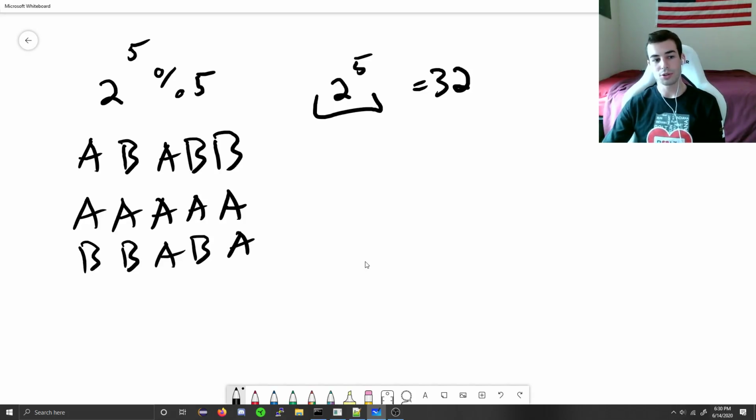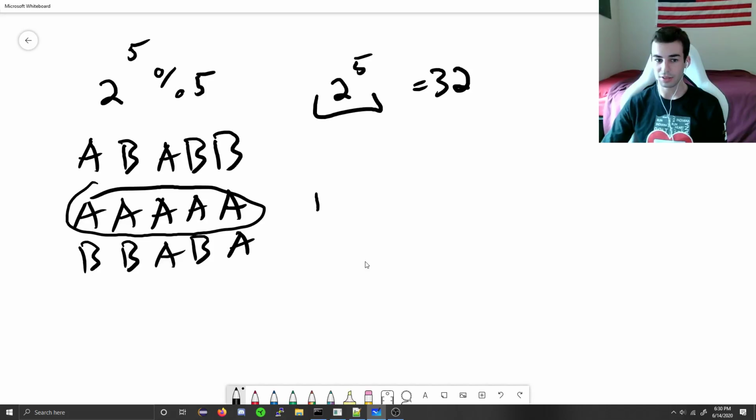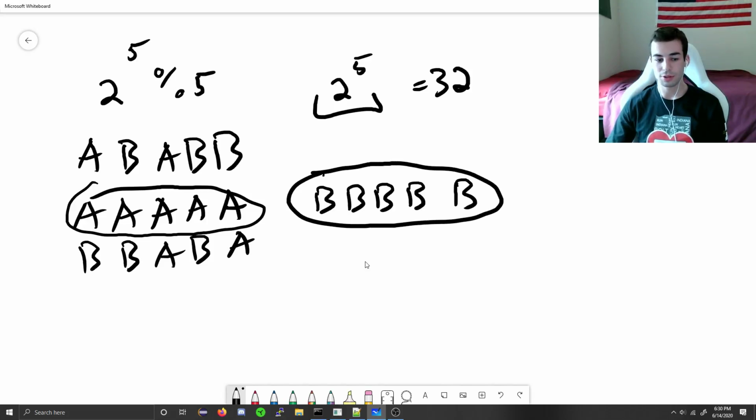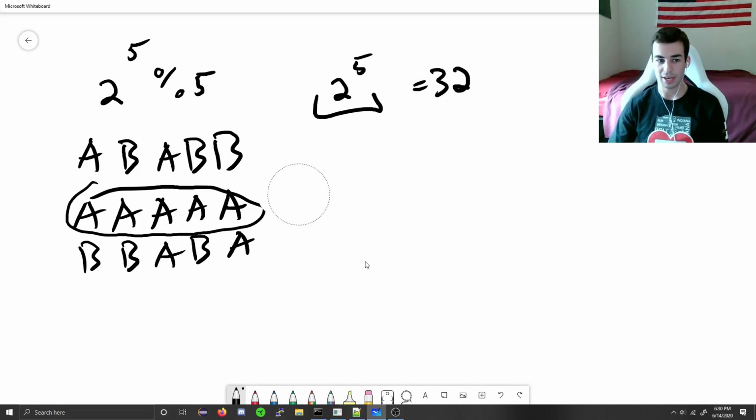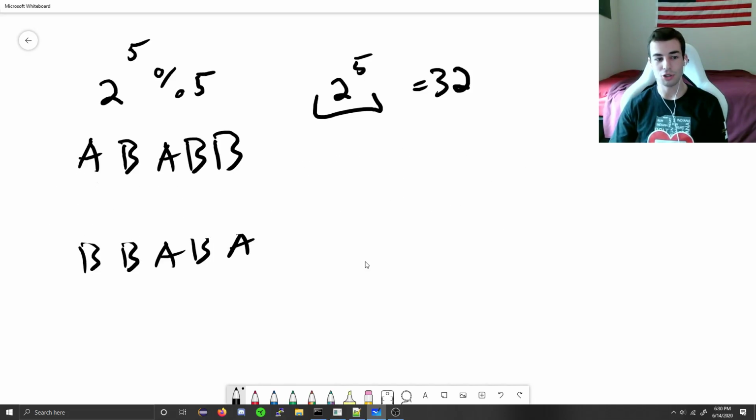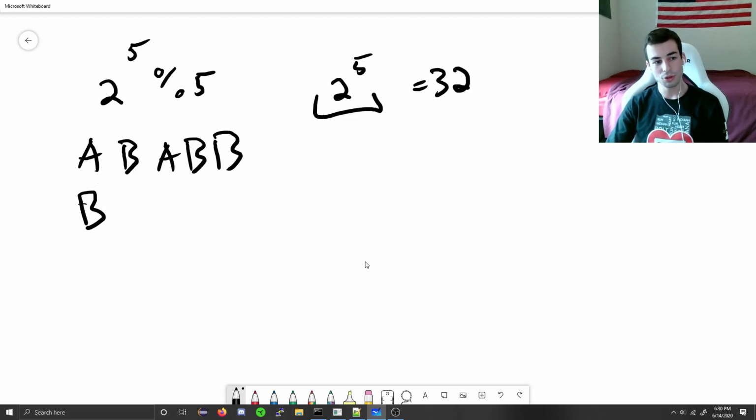So if we imagine these are all necklaces, we'll call them necklaces, there are going to be two special necklaces: the necklace that's all A's, and the other special necklace is the one that's all B's. So we're going to take these two necklaces, and these are very special. So we'll take these and put them off to the side for now. I'm just going to erase them, but you can imagine taking those necklaces and putting them off to the side. And then here are the necklaces we had left over.